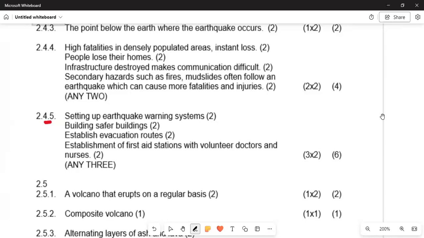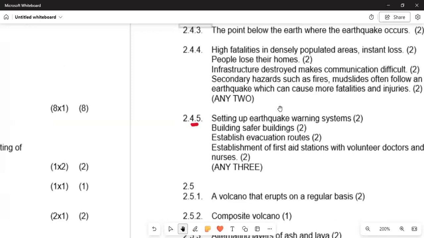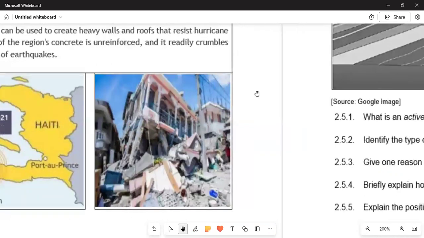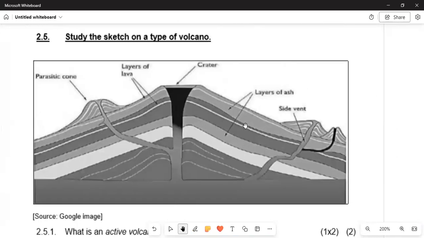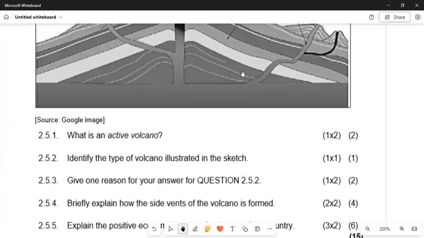So we can see now at this structure, we've got the structure here based on the volcano, and then we've got the parasitic cone where the volcano edges. We've got the layers of lava, and then there are two layers which we need to understand. We've got the crater, which is at the top, and then we've got the layers of ash and the side vent. We need to understand this concept well, and then we can see the question: what is an active volcano? This is for 2 marks. And then in 2.5.2, identify the type of volcano illustrated, drawn on the sketch. So those are the 2 questions.